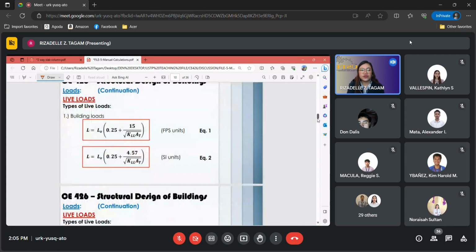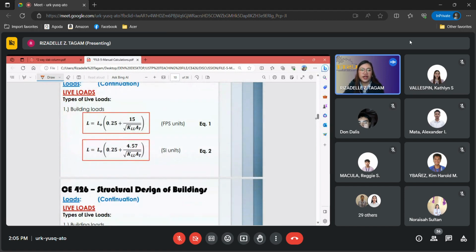So, first is the equation for the reduction of our live loads. This L sub O is the standard unit of live load that is in our code, like 60 pounds per square foot. The unit is pounds per square foot or kilonewton per meter squared, coming from the value in our code. We will reduce it, and this is our reduction factor.